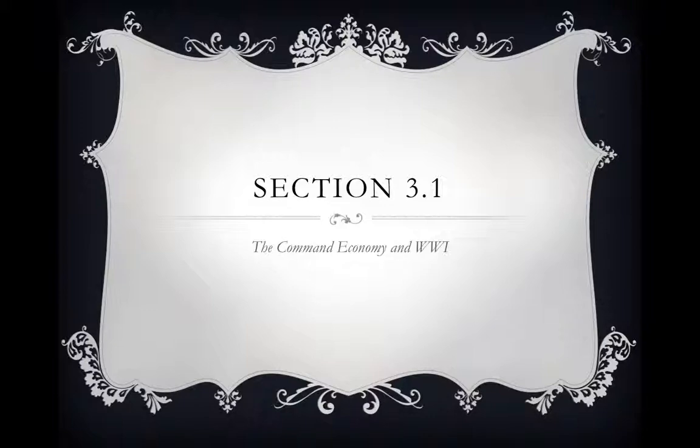But also we're going to take a look at elements of the introduction of the command economy, of the government taking greater control over resources in the economy. So that is an example, and some people use World War I as a starting point for the increase in government involvement in the economy, greater government control over economic activity.